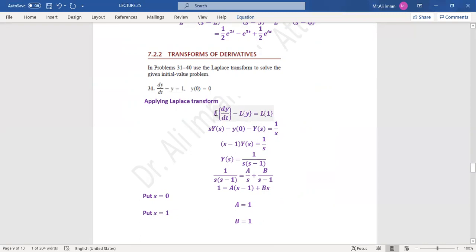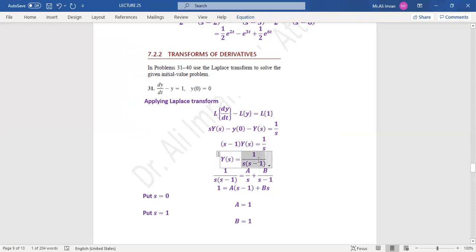We will have the Laplace transform of the first derivative equal to s into capital Y of s minus y of 0, and the Laplace transform of y will be equal to capital Y of s, and the Laplace transform of 1 is equal to 1 by s. If we take Y of s common and y of 0 is equal to 0, we will have s minus 1 into Y of s is equal to 1 by s, and capital Y of s is equal to 1 divided by s into s minus 1.